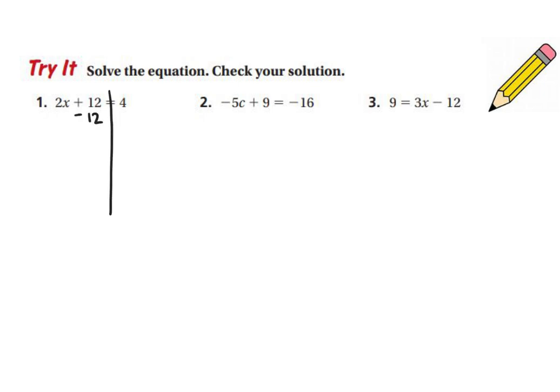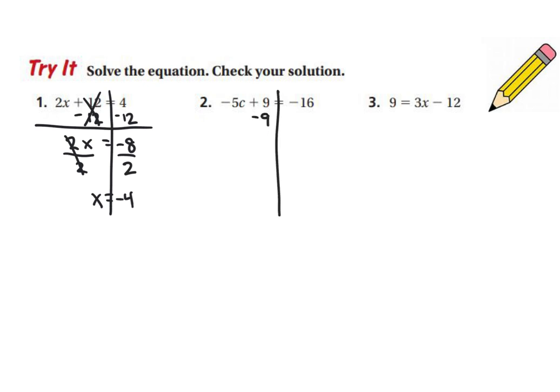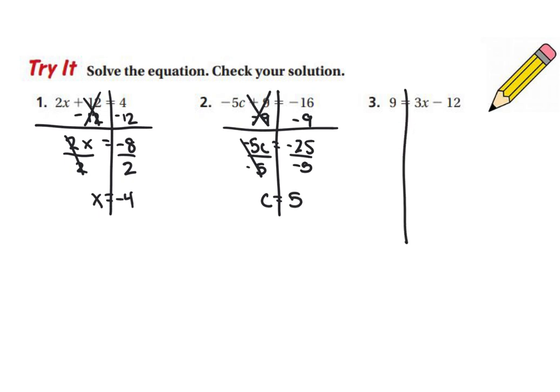For number 1, we're going to take away 12 from both sides, and we're left with 2x equals negative 8. Now we'll divide both sides by 2, and x equals negative 4. For number 2, we'll take away 9 from both sides. Negative 5c equals negative 25. And then divide both sides by negative 5. And for number 3, we'll add 12 to both sides. 3x equals 21. Divide both sides by 3, and we end up with x equals 7.